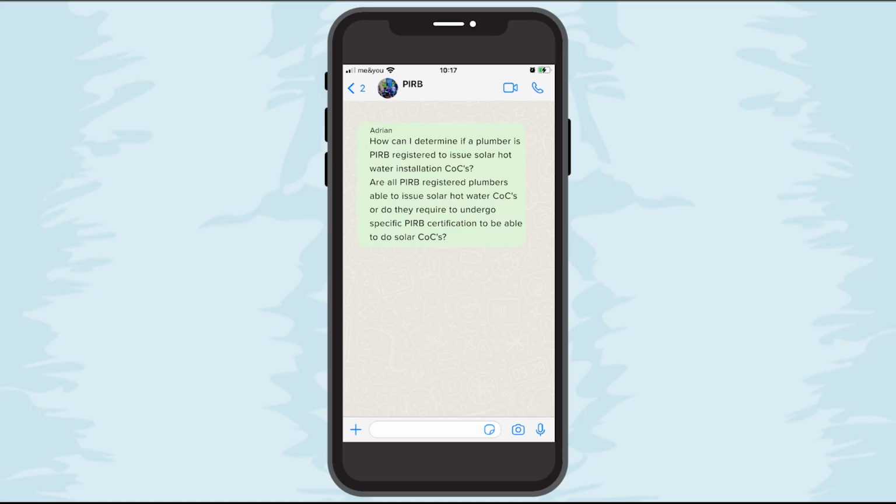The next question comes from Adrian. Adrian asks, how can I determine if a plumber is PIRB registered to issue COCs for solar hot water installations? Are all PIRB registered plumbers able to issue solar hot water COCs, or do they have to undergo specific PIRB certification to be able to do the COCs?